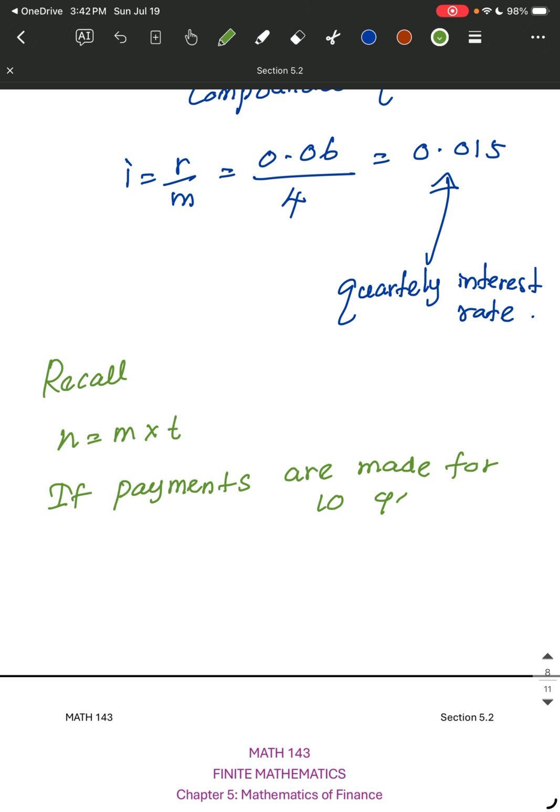Always calculate i and n before substituting into the formula. Right, very important. Always calculate i and n before substituting.